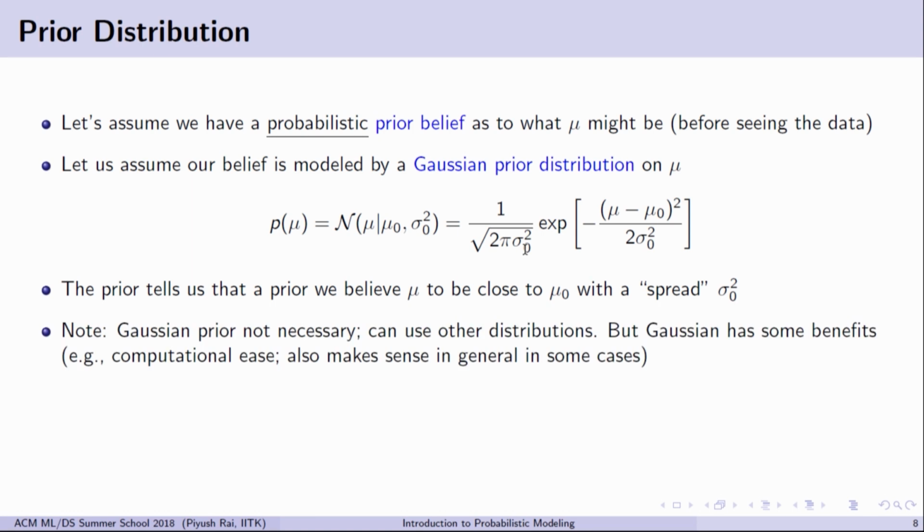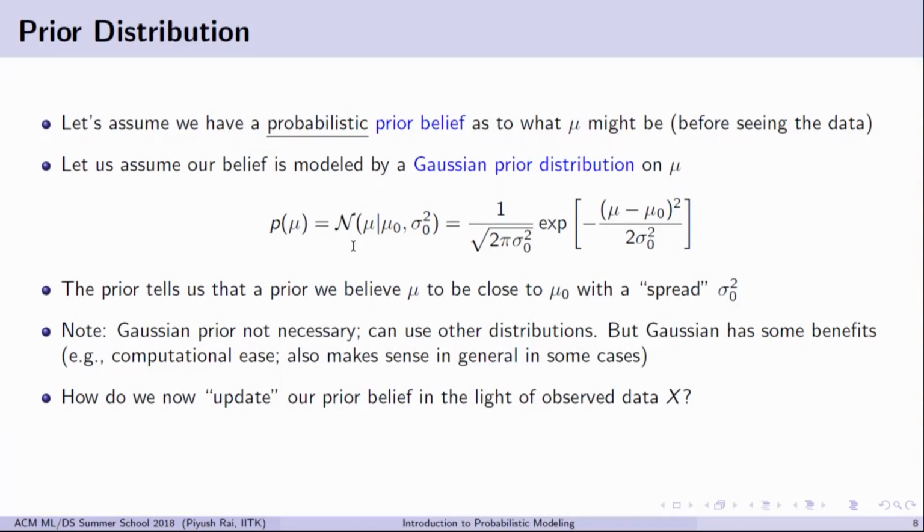Now, you might ask, why did we choose the Gaussian distribution as a prior? Why not any other distribution? Sure, you can use other types of distributions as priors, but the Gaussian distribution has some interesting properties that we'll look at shortly. One is that it is easy to manipulate computationally, and it also makes sense in most cases. A Gaussian is a distribution over real numbers, and the mean that we are trying to estimate is also a real number, so it's not unreasonable to assume that it's a reasonable distribution.